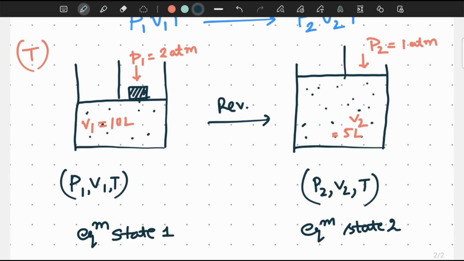This cake is giving the pressure on this piston. Now you have a spoon, and with that spoon you are taking a very small amount of the cake. So when you take one very small amount of cake, what will happen? The pressure will decrease. Each time a little amount of pressure will decrease and the volume will increase.